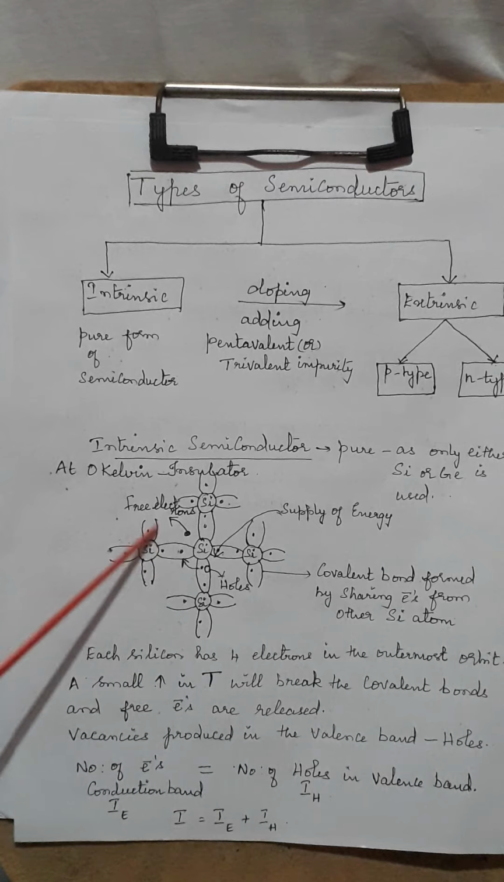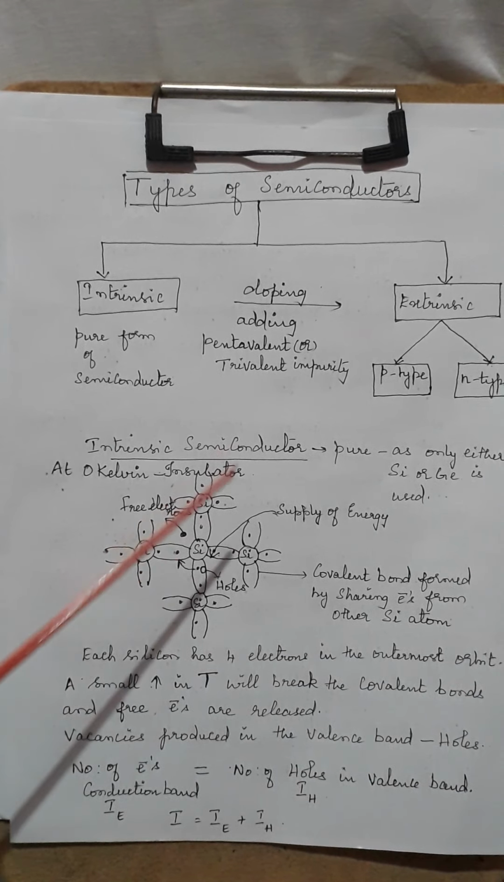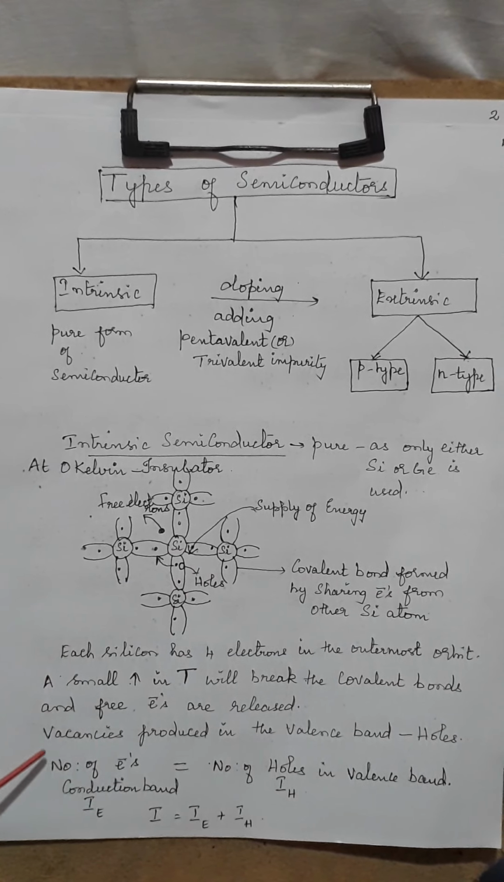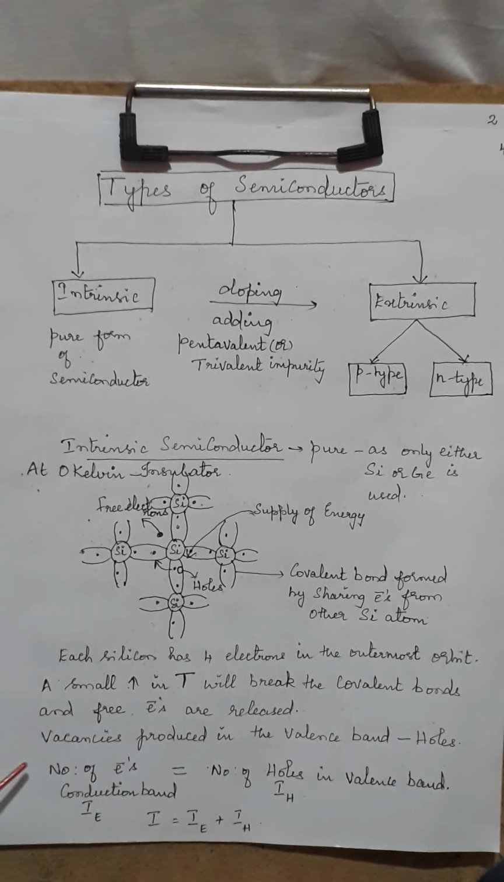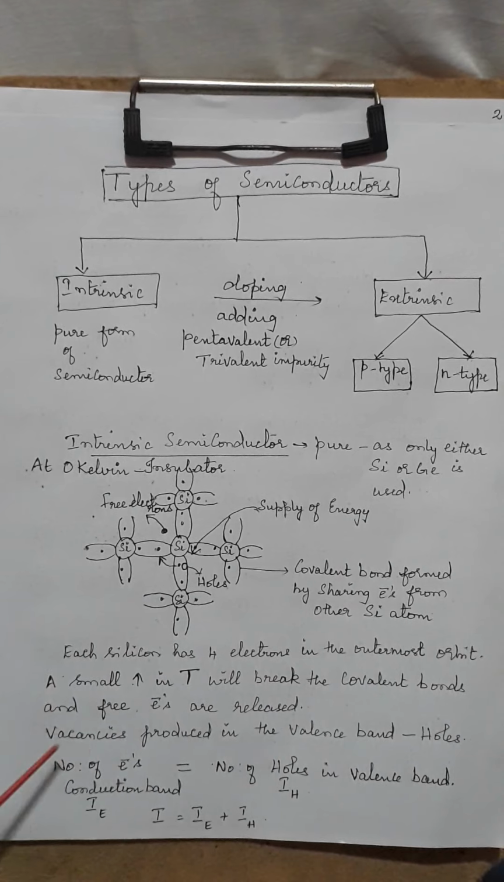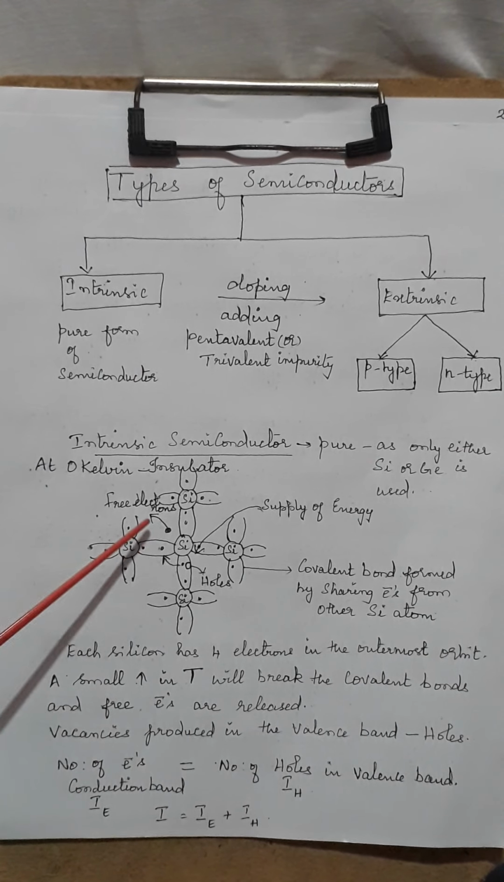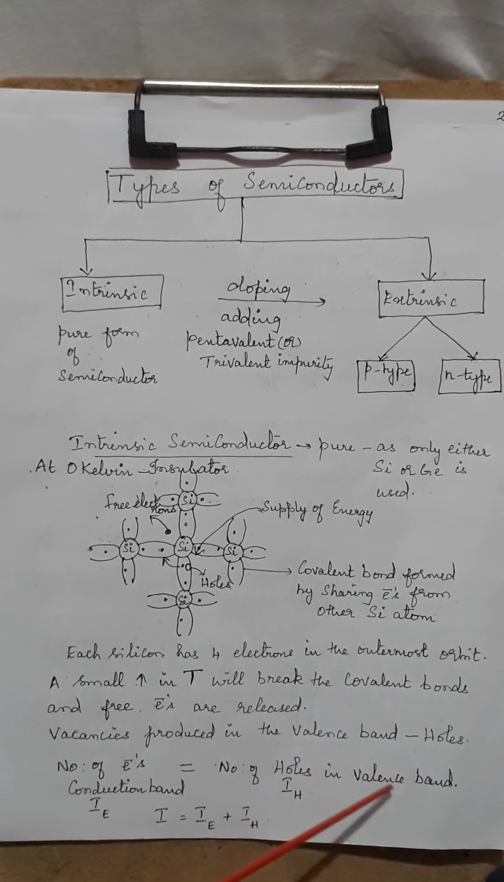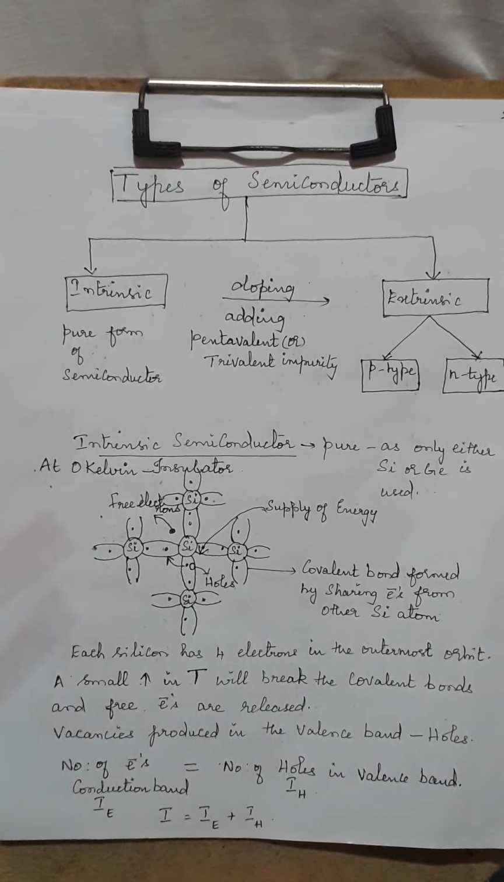So now what happens here? The electrons can move from the valence band to the conduction band. But in intrinsic semiconductors, the number of free electrons will always be equal to the number of holes in the valence band. They both are equal.